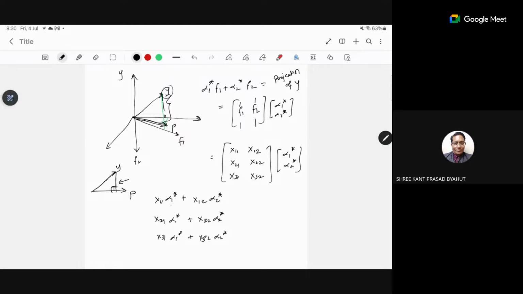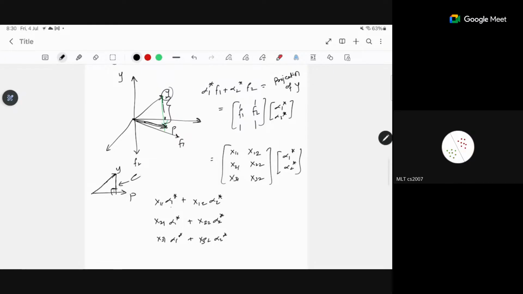What is this perpendicular part? What's the error, sir? Let's say what the error is there: Y minus this one, Y minus P, whatever. Y minus projection. But if I wanted to get a dot product of this with P, what will it be? Y minus that projection into the projection.